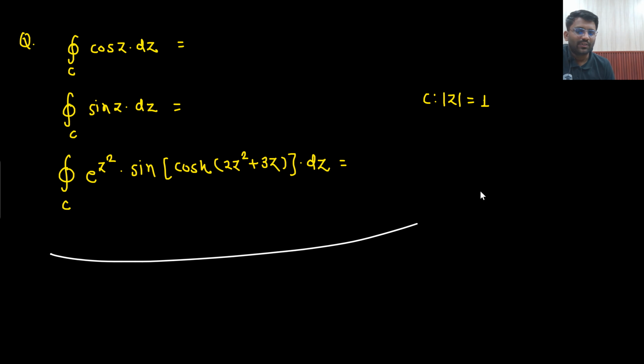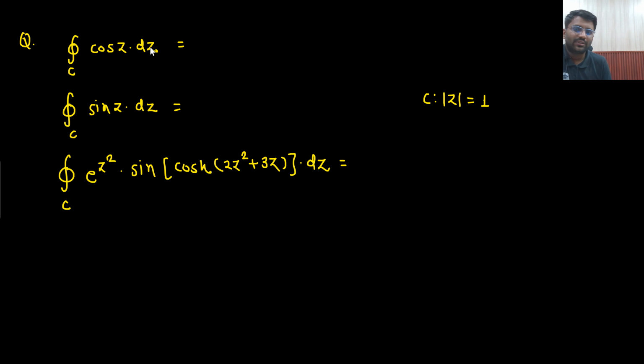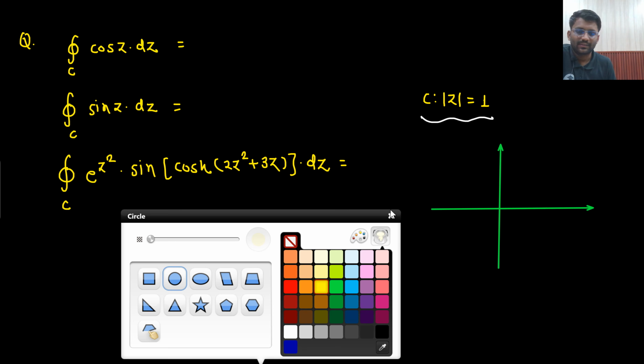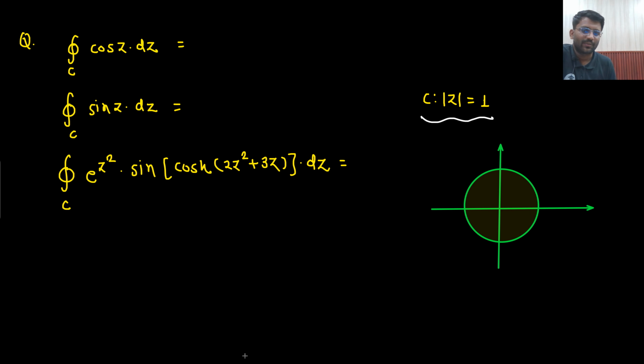You tell me the answer of all these questions. You are calculating the closed line integral of cos z dot dz. This is your path. What is your path? Your path is a circle with the center at 0, 0 and the radius of 1. These points you already know.